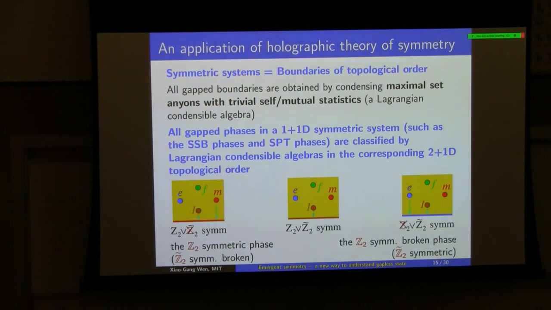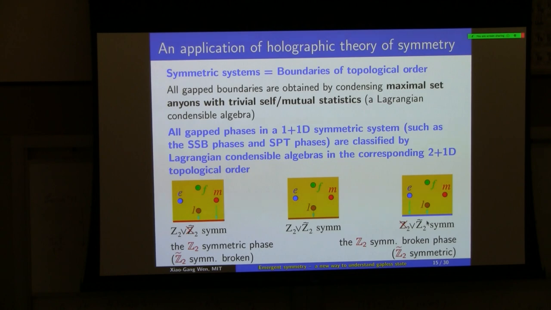So that's one application. We can classify the gapped phases of matter by which set of anyons can condense together. In this example of Z2 symmetry, we can see that M and 1 can condense together. M and E cannot condense together, because M and E have a non-trivial mutual statistics. If M and 1 condense together, we get a Z2 symmetric state, which spontaneously breaks the Z2 dual symmetry. Also, E and 1 can condense together. That's another Lagrangian condensable algebra. When they condense together, we break the Z2 symmetry but do not break the Z2 dual symmetry. That is the spontaneous symmetry breaking state. So just by studying which anyons can condense together, we can get the gapped phases of matter. And for the Z2 symmetry, we don't have SPT states.